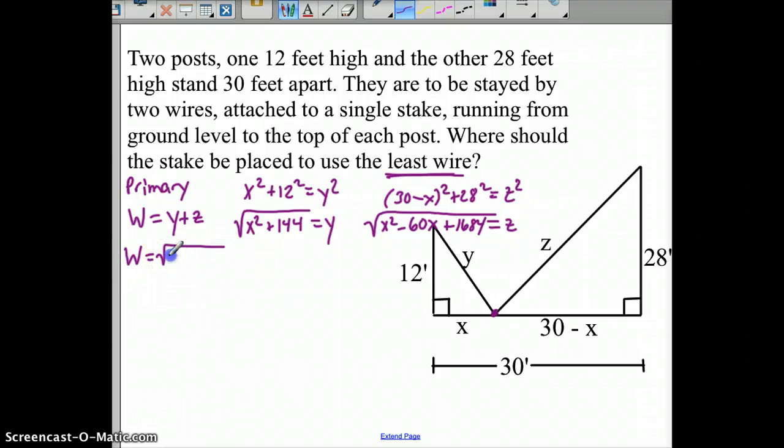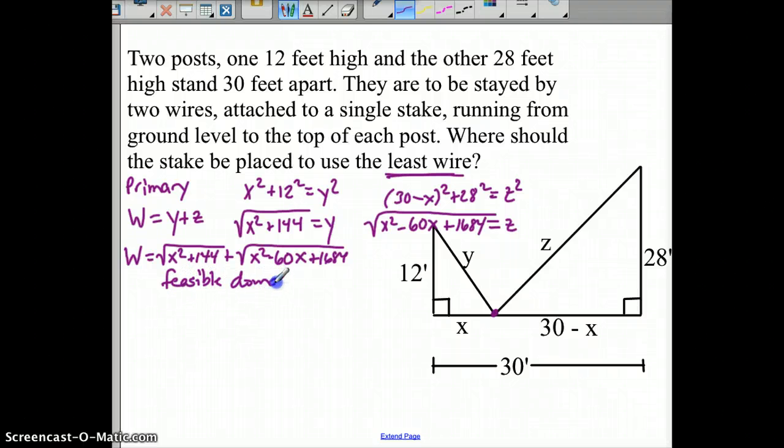It equals y, which is the square root of x squared plus 144, plus the square root of x squared minus 60x plus 1684. Can you add these 2 together? No, you cannot. If they're under individual square roots, they have to stay that way. So that's my wire, and it's an equation in 1 variable. So now I'm ready to talk about my feasible domain.